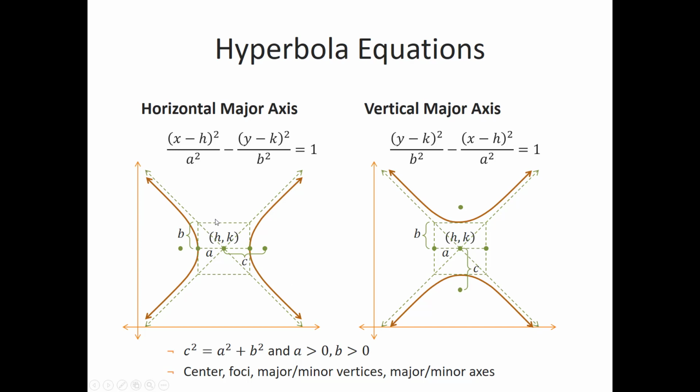The dimensions of this box: if a is the distance from the center to the left and the center to the right on either picture here, then the box has a width of 2a, and similarly it's going to have a height of 2b, because b is from the center up and the center down. The relationship between a's, b's, and c's is c squared equals a squared plus b squared. So it's very similar to what we had for ellipses, but this is now a plus here. And again, the things that we need to know are very similar to ellipses: centers, foci, major and minor vertices. Really, it's just major vertices, and then we have a major axis as well.